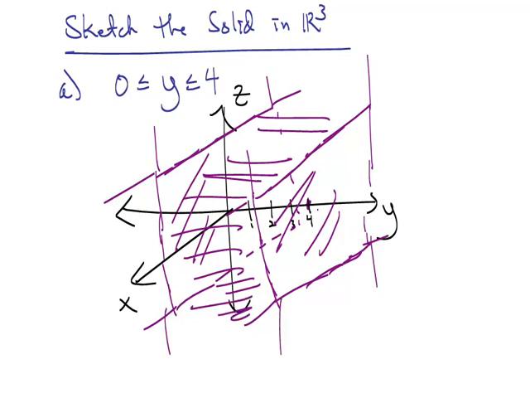We have that plane cutting through the y-axis at 4, parallel to the xz plane. And then we have the xz plane itself. Those are the boundaries, and then every point in between those is included as well. Let's try one or two more of these. Let's say I want to sketch this inequality.